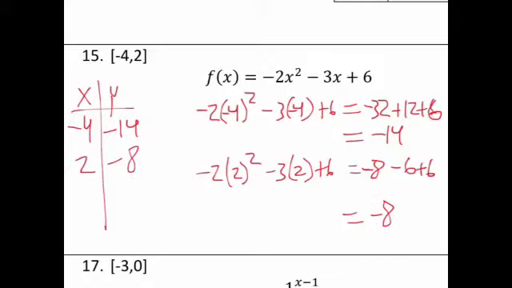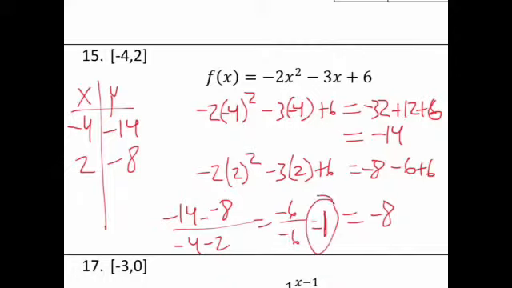And now that I do have a table with my x's and my y's, I can subtract my y's. So I can do -14 minus -8. And subtract my x's to get my run. -4 minus 2 is going to give me -6. So -6 over -6, which is the same thing as just 1. So my answer is going to be 1.